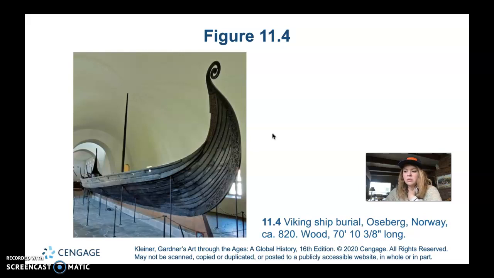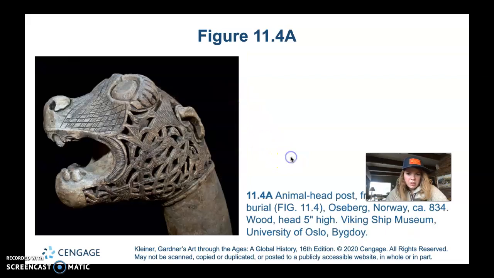This was discovered in 1904, on the west coast of the Oslo Fjord in Norway. Unfortunately, grave robbers had already plundered the treasure of the jewelry and the metalwork that was probably buried with the deceased. But other furnishings are intact, such as the ship itself, which is pretty impressive. And you can see the intricate carving and this little spiral here at the top of the prow. So we'll talk about this animal head post.